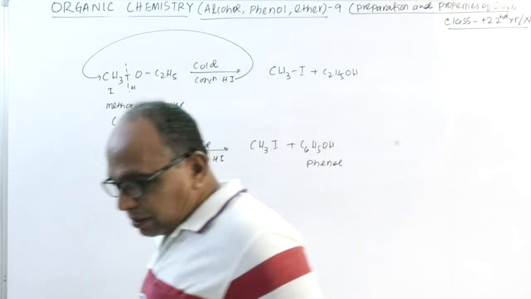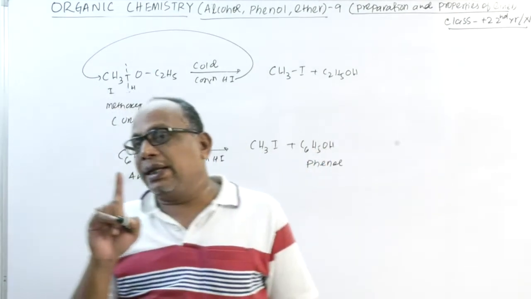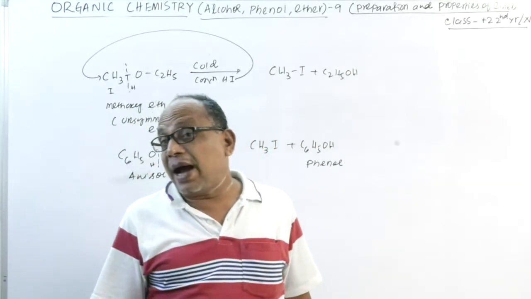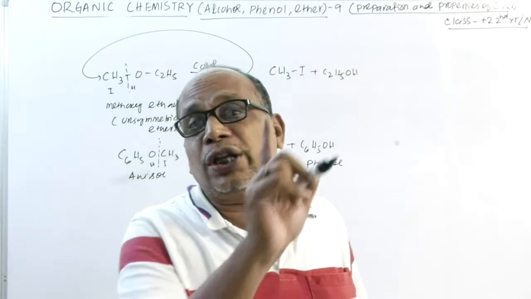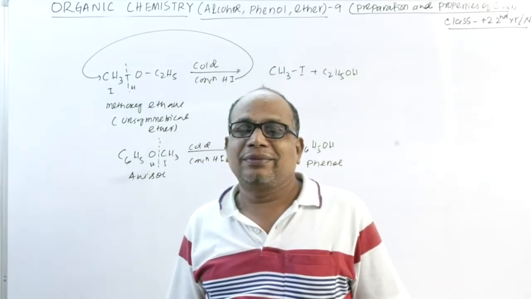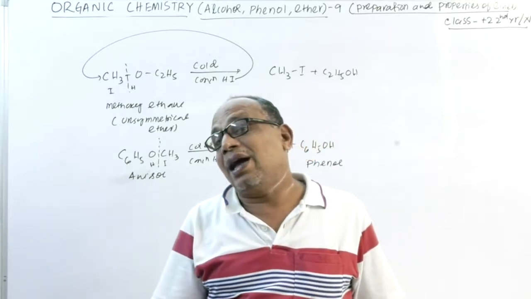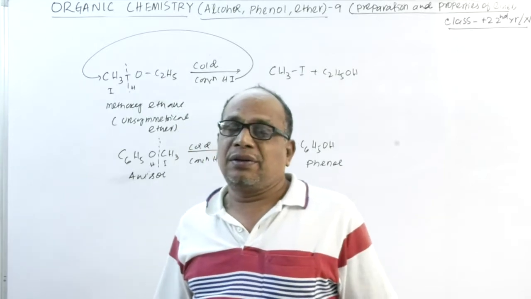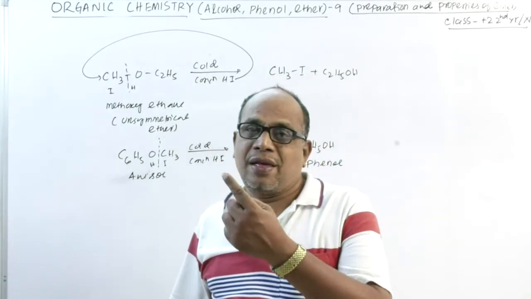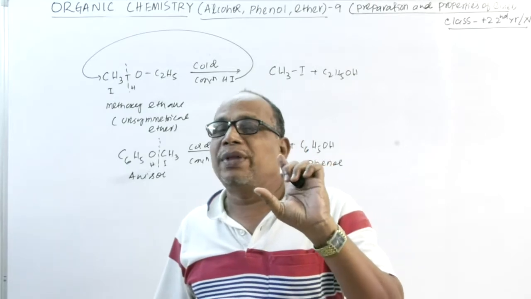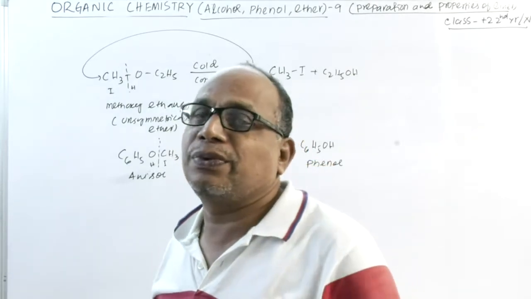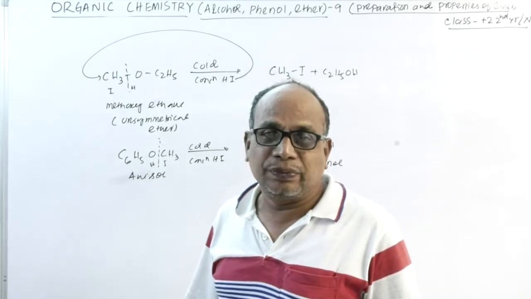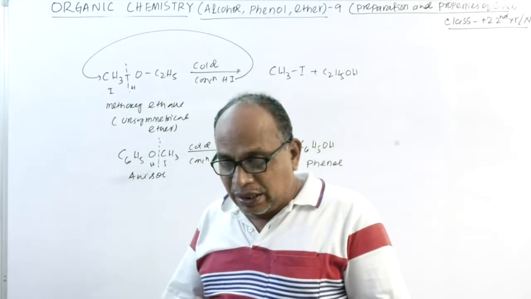But one thing is there: if the alkyl group is a secondary or tertiary nature, then the iodide ion will attack the more bulky group, that is the secondary and tertiary alkyl groups, not the less bulky group. Are you clear?